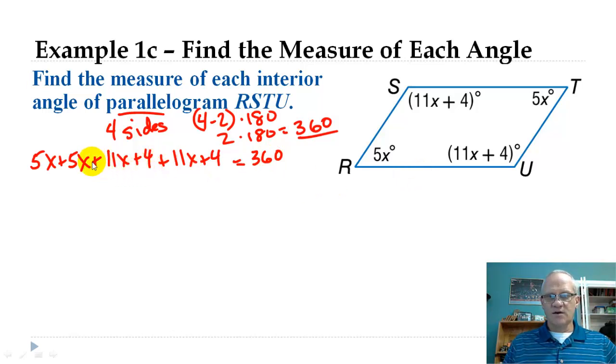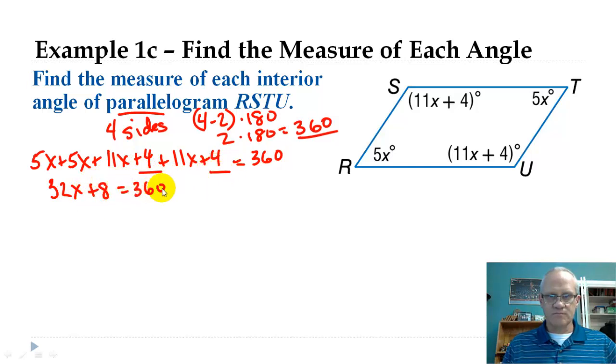Okay, combine all the like terms. So these two together are 10x. And then these together are 22x. So 22 and 10 is 32x. And then 4 and 4 is 8. Okay. So minus 8. 32x equals 352.